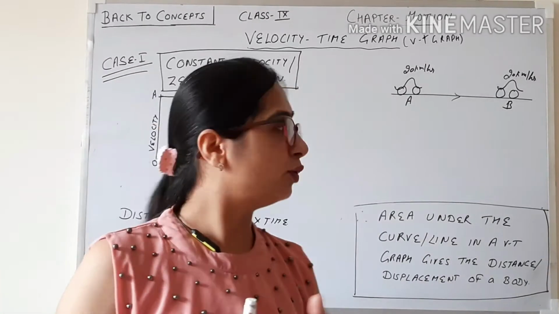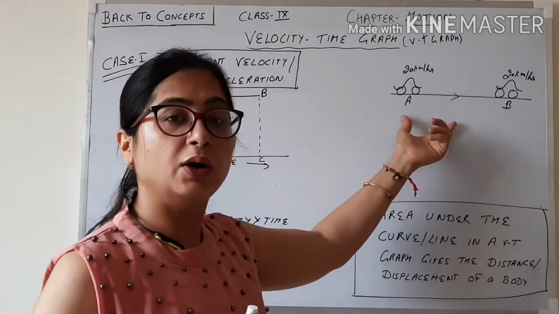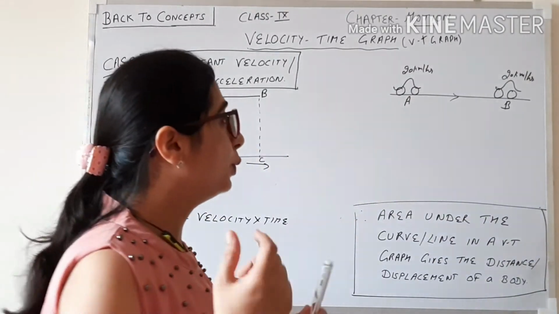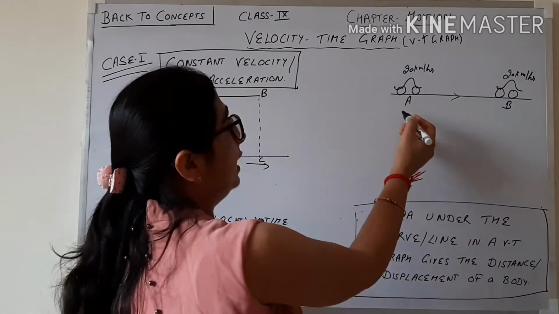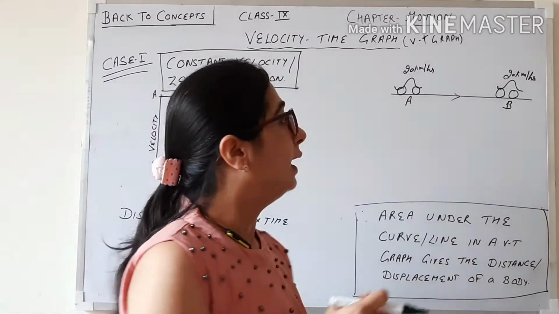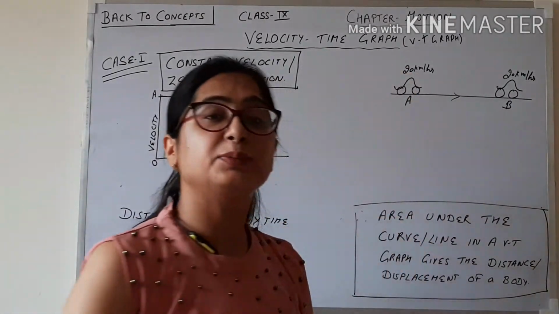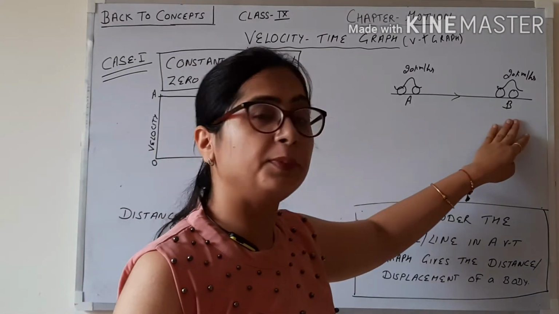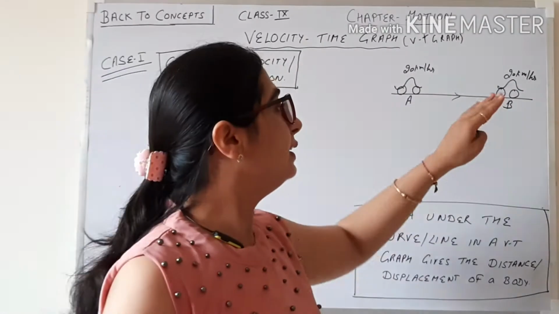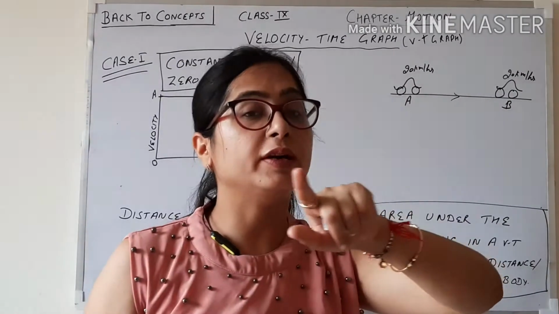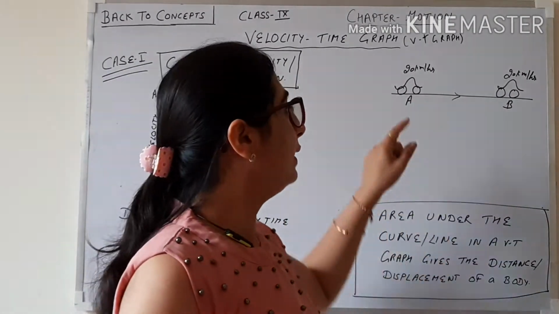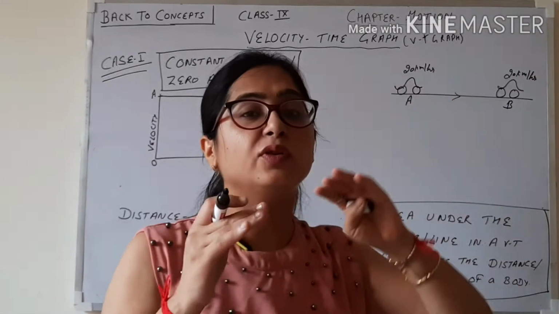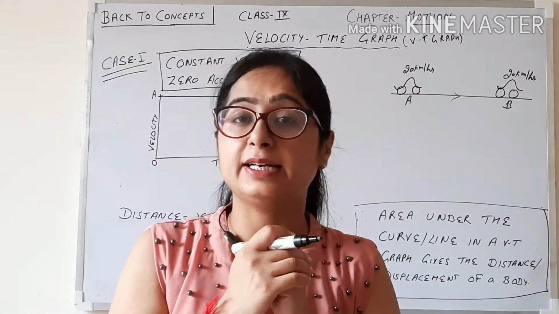Now, take a look at the scenario. How is this scenario represented in this graph? Suppose a car starts from A, and its velocity is 20 km per hour, and it reaches point B in a straight line. Its velocity is 20 km per hour, and in the whole journey from point A to point B, its velocity remains constant.